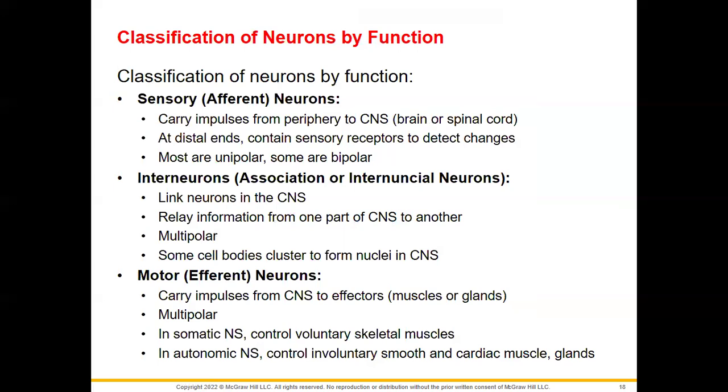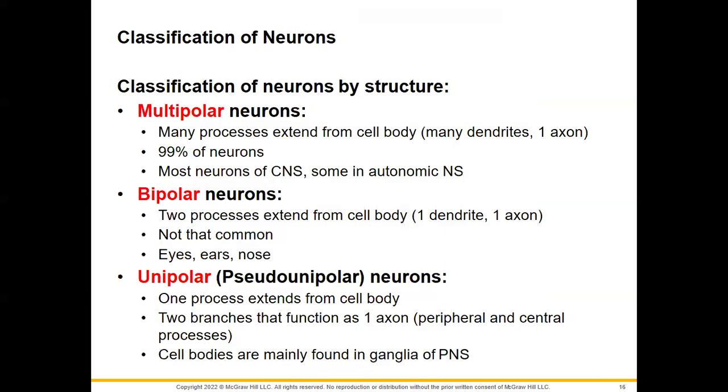So that was the classification of neurons by structure. So multipolar, bipolar, unipolar. Multipolar being most numerous, 99% of our neurons. Bipolar, not as common, only existing in the eyes, the ears, and the nose. And then your unipolar or pseudo-unipolar neurons are found in the ganglia of the peripheral nervous system.